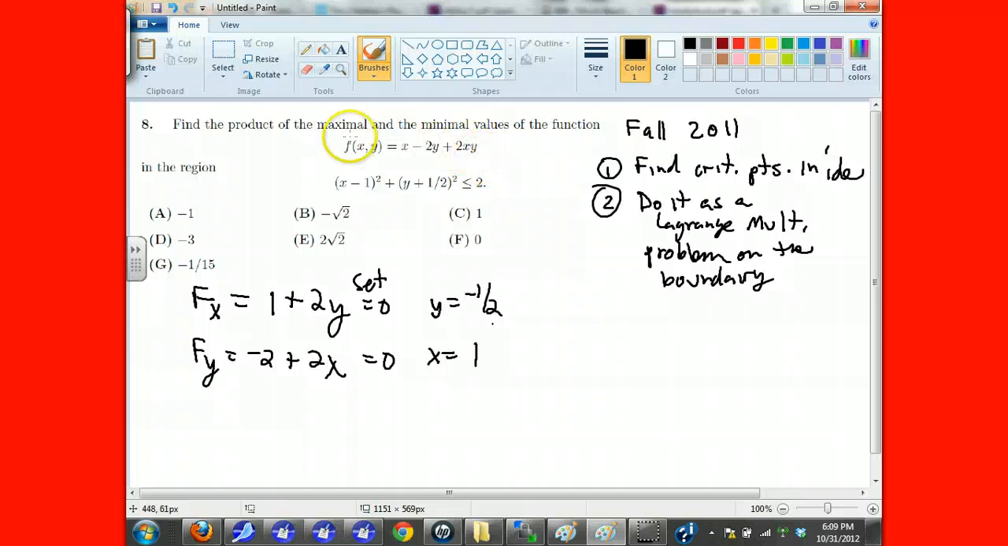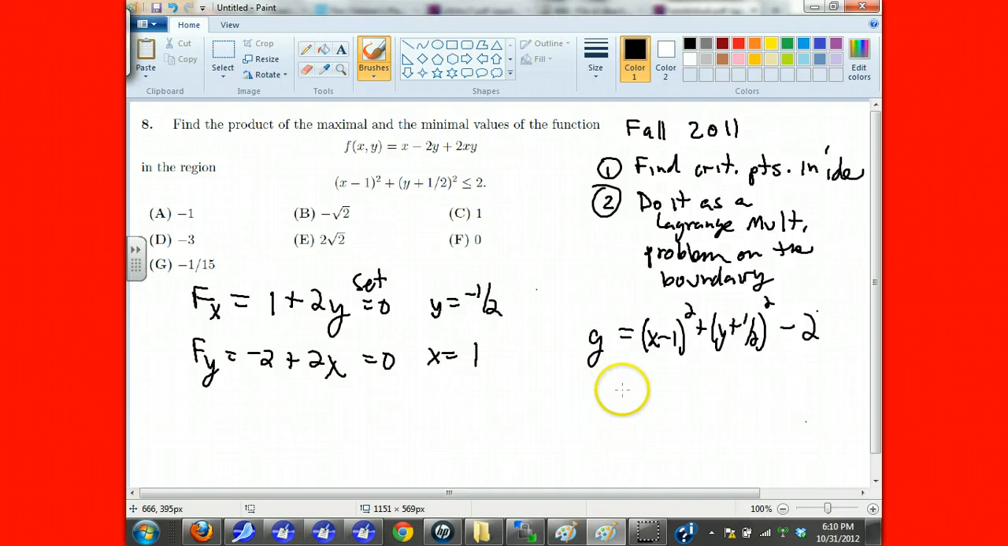So we want to find the max and min of f with g being equal to the equation here with equals, and also set equal to 0. We have x minus 1 quantity squared, plus y plus a half quantity squared, minus 2. That's your g function, and your f function is x minus 2y plus 2xy. You want to maximize f with the constraint g. The algebra comes out very strange with this problem, but it will work out though.